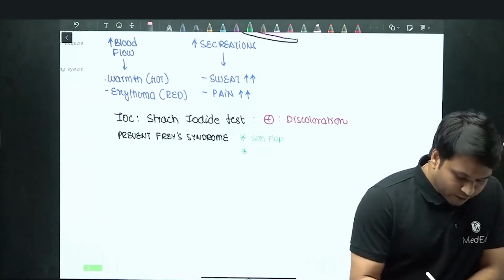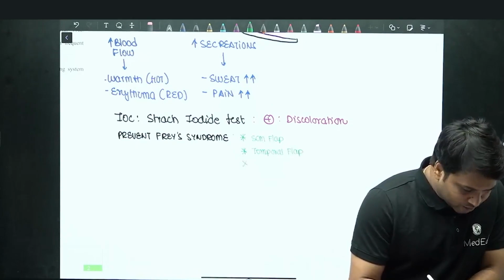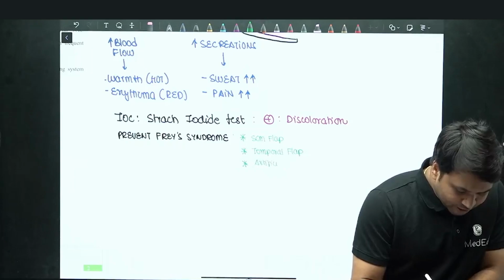The second thing that you can do is use a temporal flap. Again, all these flaps are basically preventing the cross innervation. And last, you can use an artificial membrane.